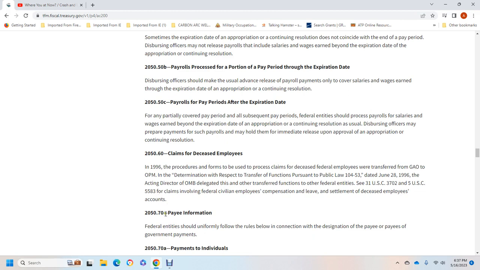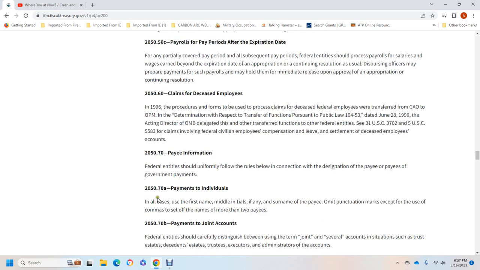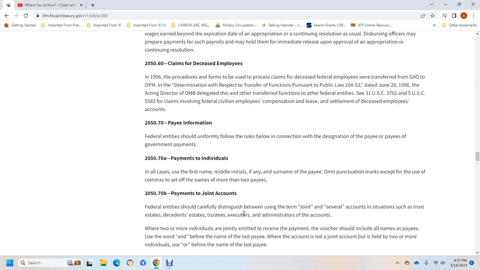2050-70: If the payee information is filed, federal entities should follow the rules below in connection with the designation of the payee on government payments. 2050-70A: For payments to an individual, in all cases use the first name, middle initial, if any, and the surname of the payee, omitting punctuation marks, except for the use of the comma, for the names of more than two payees.